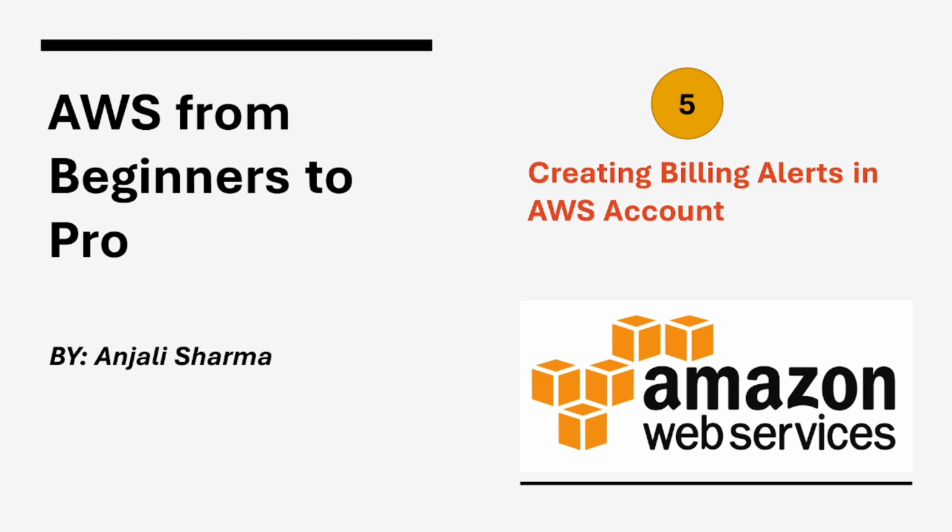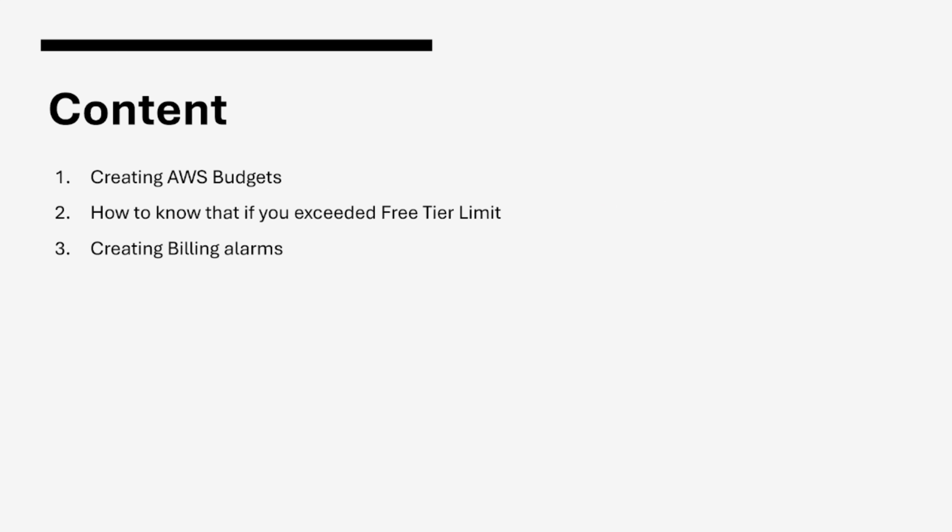This is the fifth video of the series of AWS from beginners to pro, and in this we are going to study how to create billing alerts in an AWS account, right? So let us see what we are going to study in this video. Here first of all we will be understanding how to create AWS budgets that will help you notify yourself if you exceed a certain amount of charges.